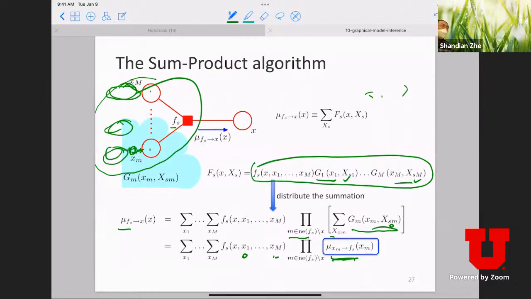Does it make sense? I mean, the idea is non-overlapping across different subtrees. That's why you can move the summation inside each subtree, and then you do the product across different subtrees. That's the key idea.